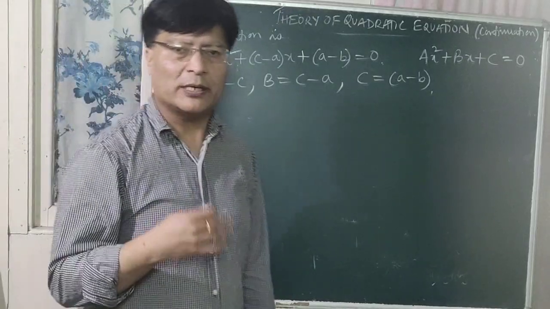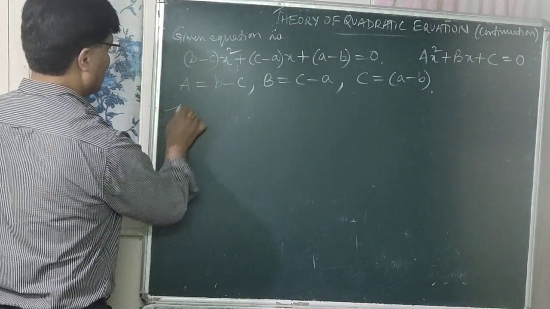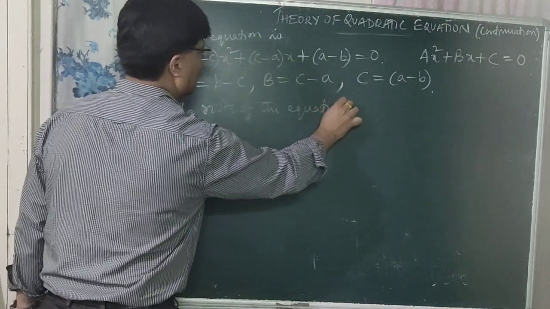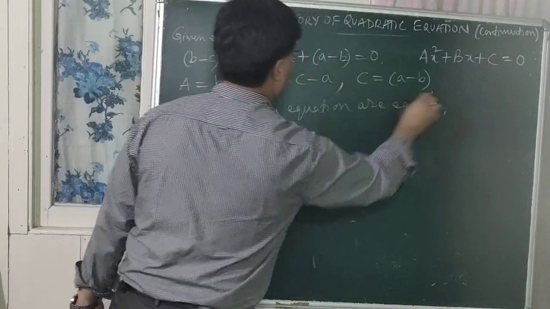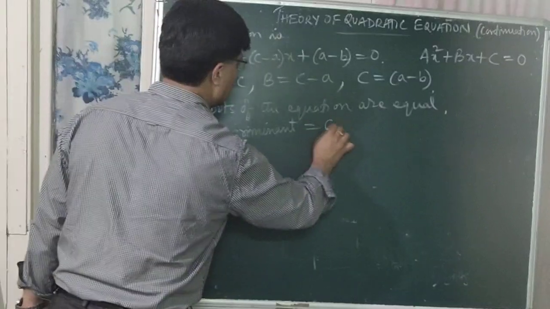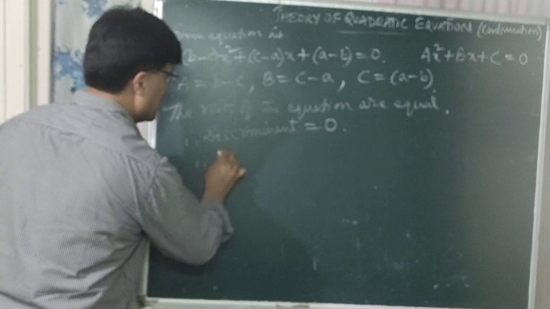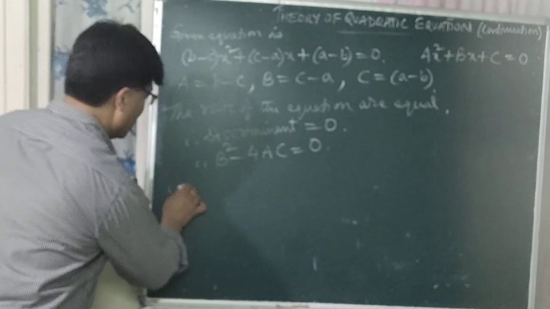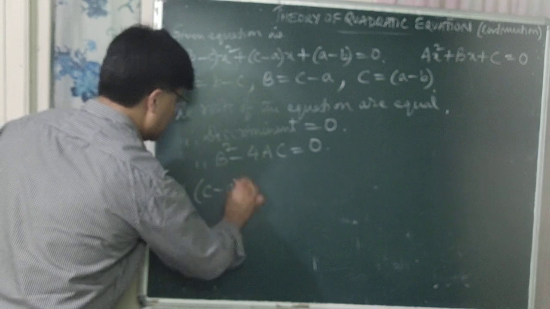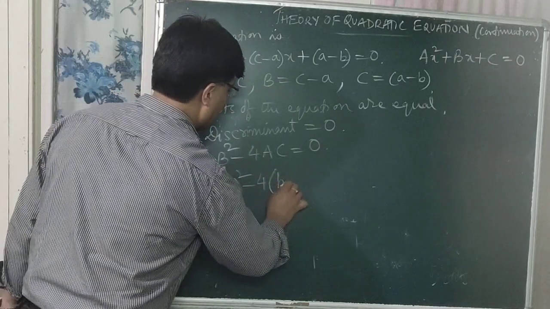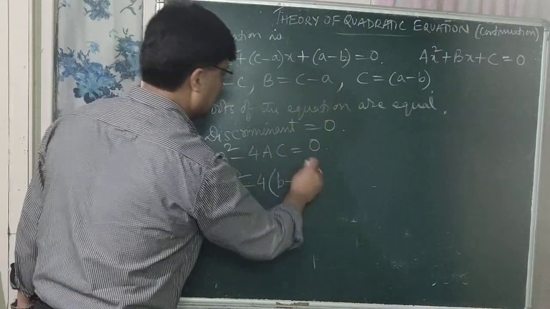Here the roots of the given quadratic equation are equal. That means discriminant is equal to 0. The roots of the equation are equal, so therefore discriminant is equal to 0. What is discriminant actually here? Capital B square minus 4 capital A capital C is equal to 0. Capital B whole square is c minus a whole square. Let us put the values: c minus a whole square minus 4 into capital A, which is b minus c, into capital C, which is a minus b, equal to 0.